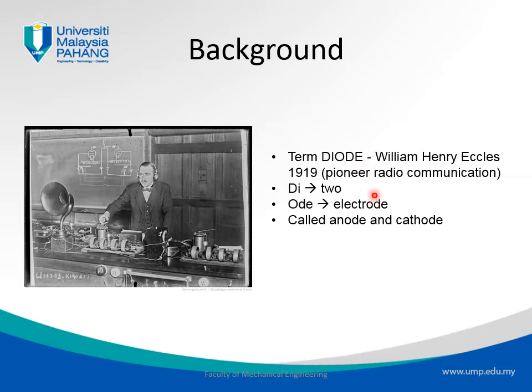Since two-pole components that have a cathode and anode are called diodes, what does diode mean? Diode comes from the Greek words di and ode. Di means two, ode means electrode. And the electrodes are called anode and cathode. So that's a bit of background on the term diode.